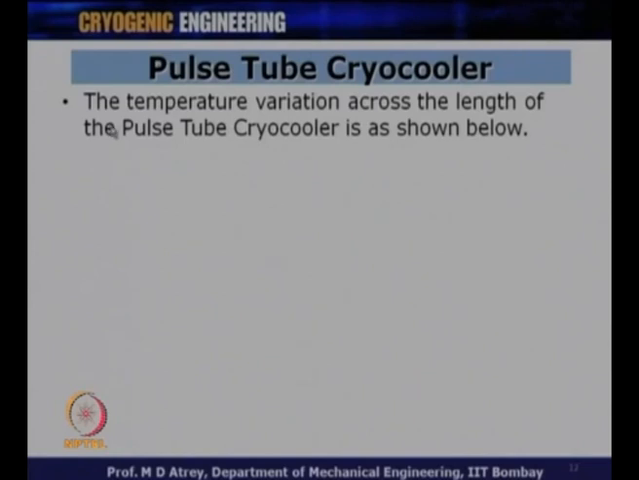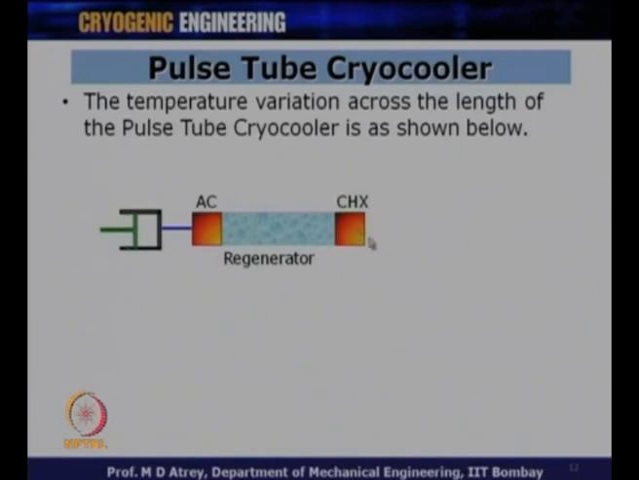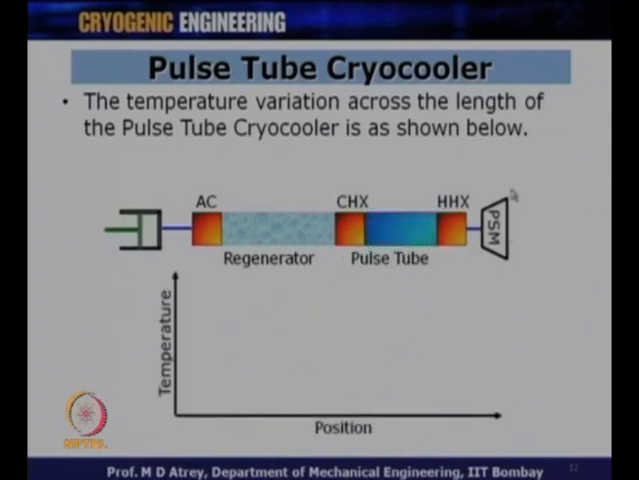So, if I want to show now the temperature variation across the length of the pulse tube cryocooler, it will be like this. This is a compressor, this is the after cooler, regenerator, cold end heat exchanger, pulse tube and hot end heat exchanger, and the PSM. So, this is a pulse tube cryocooler shown in line, and this is called the inline configuration of the pulse tube, where the gas travels in a straight line and comes back in a straight line. During pressurization, gas goes like this, during depressurization, gas comes back.